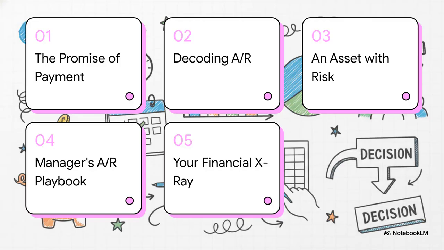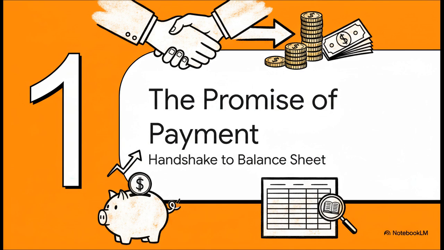So to really get our heads around this, we're going to follow a clear roadmap. First, we'll look at what we're calling the promise of payment and how that gets formalized. Then we'll get into the official language by decoding accounts receivable. Next, and this is crucial, we'll explore why it's both an asset with risk. From there, we'll get practical with the manager's AR playbook. And finally, we'll wrap up by learning how to view AR as your financial X-ray, a tool for diagnosing a company's health.